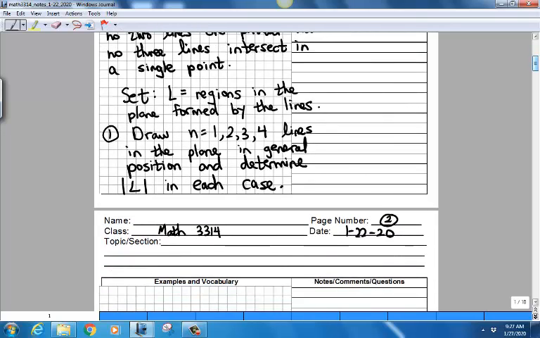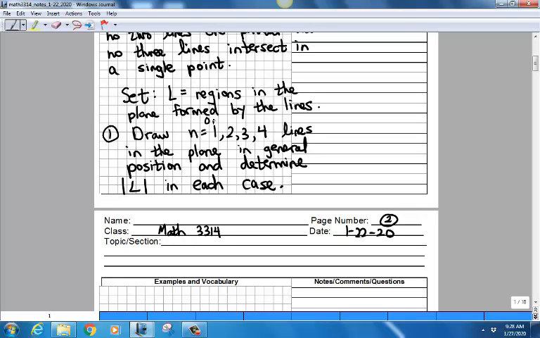Try these simple cases here. We could start with 0, but we already answered that one. But that is a possibility here that I allowed. All right, so try drawing a few lines there, and just count the number of regions that you get. Make sure you draw them in general position, though.